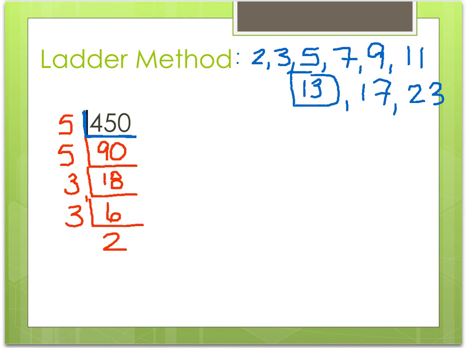So the prime factorization of 450 would be 2 times 3 to the second power times 5 to the second power. I also want to clean up one mistake. Going through my prime numbers, 9 is not a prime number because it is 1 times 9 and 3 times 3. So hopefully you picked up that error while you went through that.